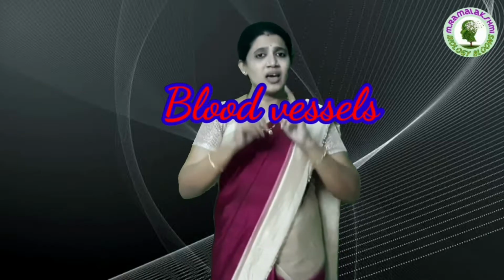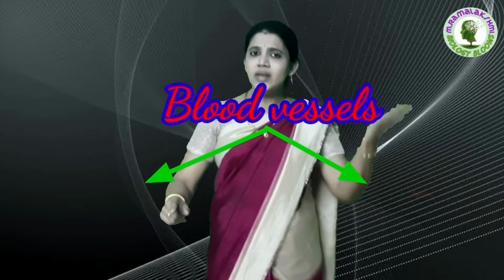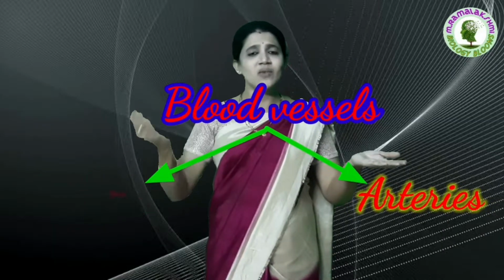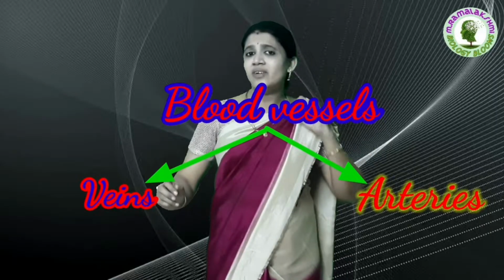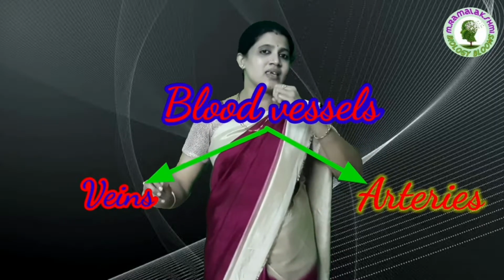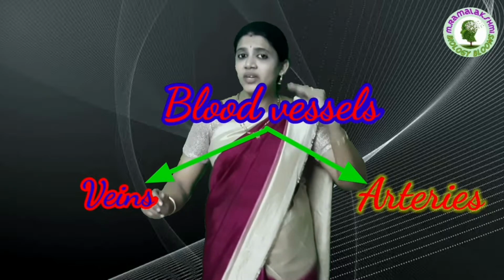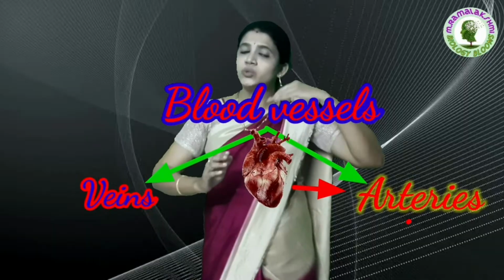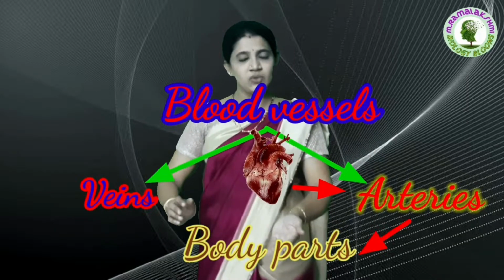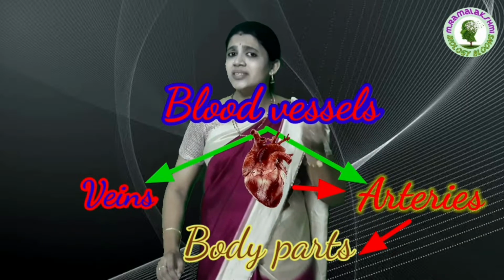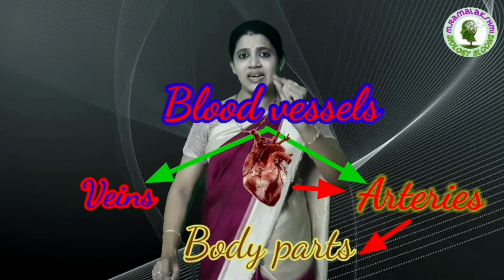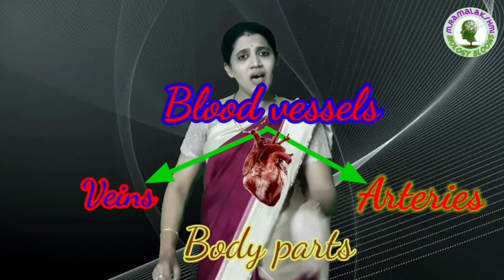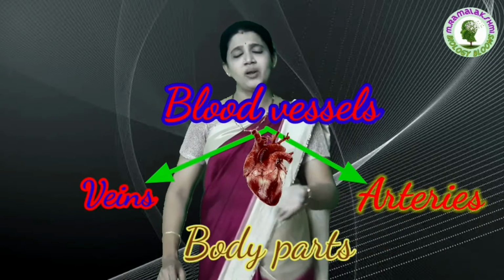Children, blood vessels are mainly of two types. One is the artery and the other is the vein. The arteries are the blood vessels which take the oxygenated blood from the heart to all body parts. So children, which type of blood is passing in the arteries? Oxygenated blood. From where to where is it transporting? From the heart to all body parts.